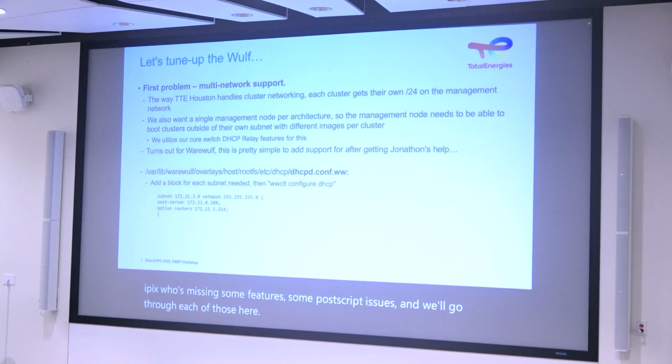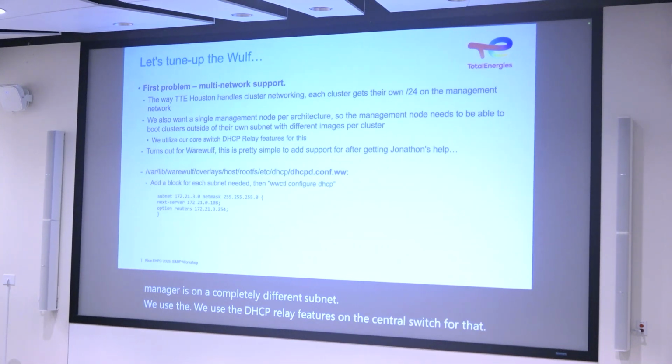So first problem, multi-network support. The way that we like to deploy our small R&D clusters at Total is every cluster gets their own /24 on the management network. Makes it real simple, real clean for us. And we also want to have a single management node per architecture. So we need to be able to boot all these clusters inside their own subnet while the cluster manager is on a completely different subnet. We use the DHCP relay features on the central switch for that.